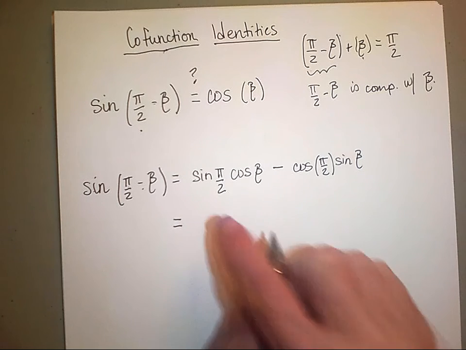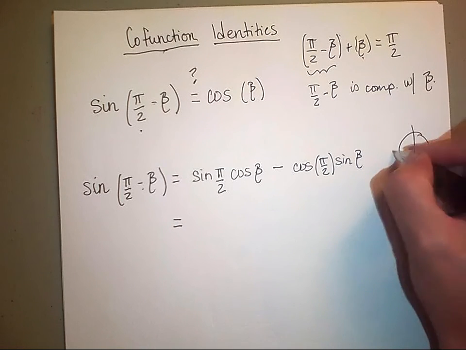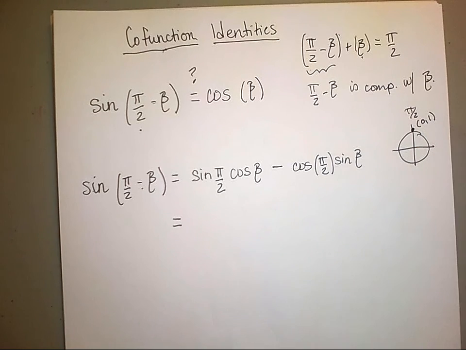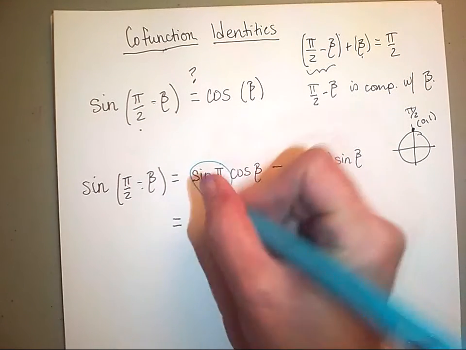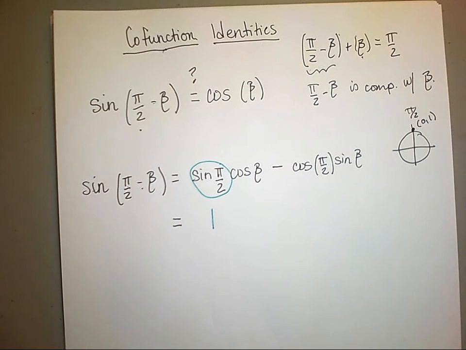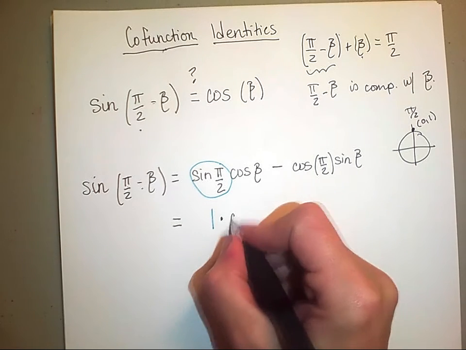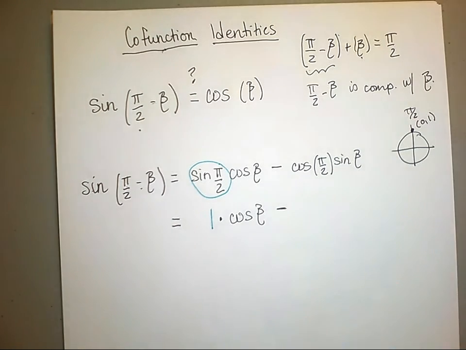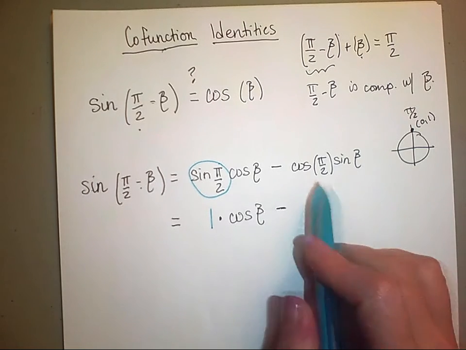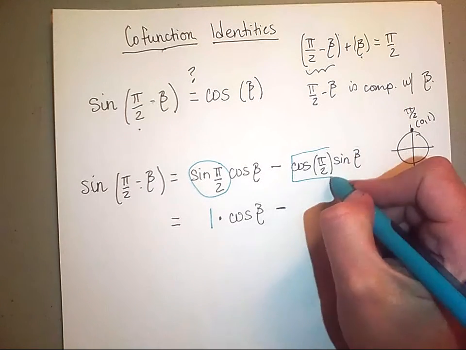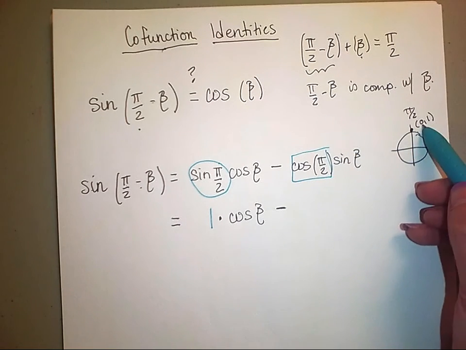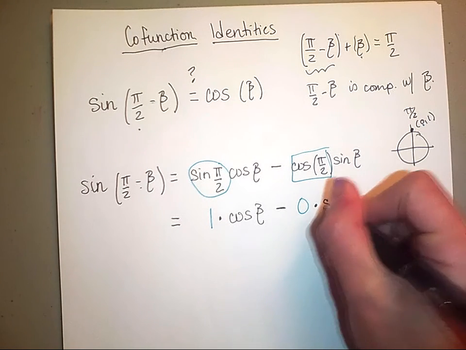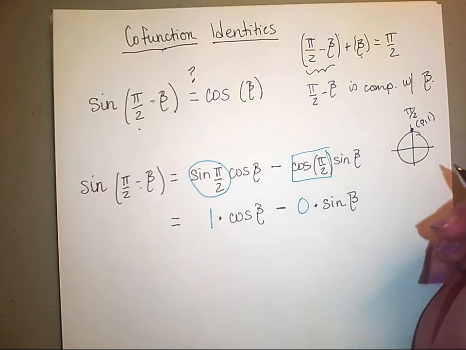And now let's think about what we know. Well, we know the sine of pi over 2, right? Here's pi over 2. This is the point (0, 1). So from here, the sine of pi over 2 is just 1, times the cosine of beta, because that's unknown. And then we'll subtract the cosine of pi over 2. But the cosine of pi over 2 is 0, so we'll put that in, times the sine of beta.